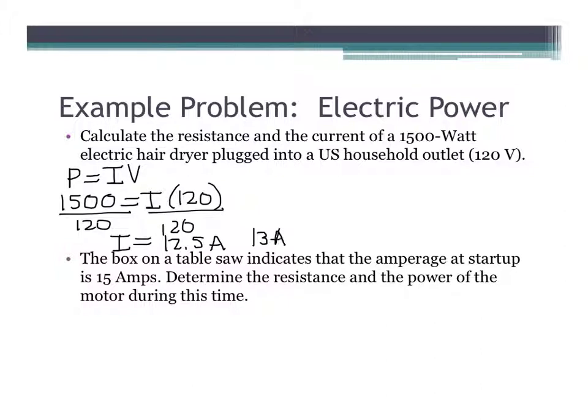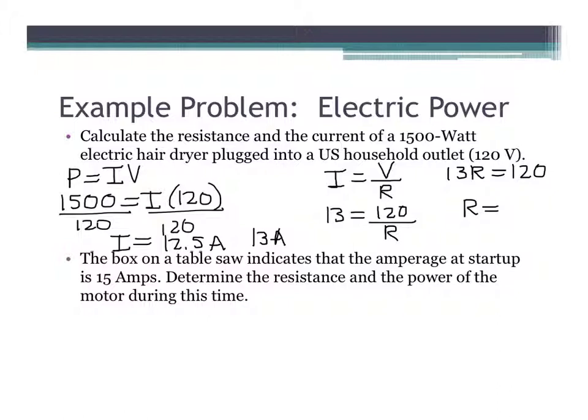It also asks us the resistance. Well, we still have available to use Ohm's Law, which says current is related to voltage divided by resistance. We just figured out the current is 13 amps. The voltage is 120 volts. So we're going to solve that for resistance. 13, multiply both sides by R, so 13R equals 120. Divide both sides by 13, and the resistance offered by the hairdryer must be 9.2 ohms.